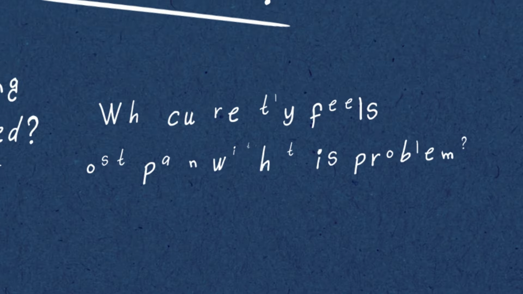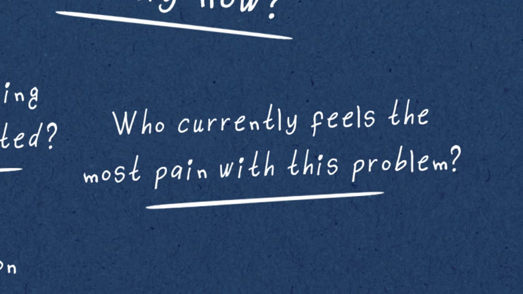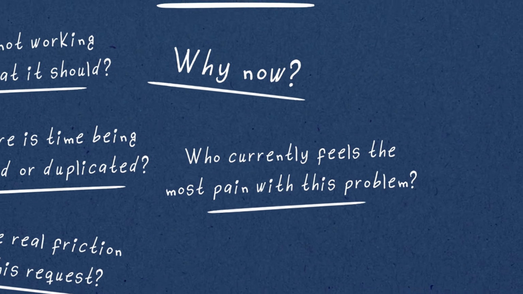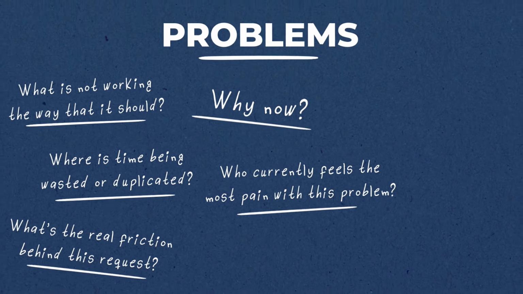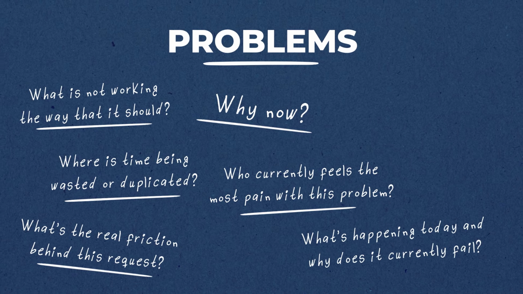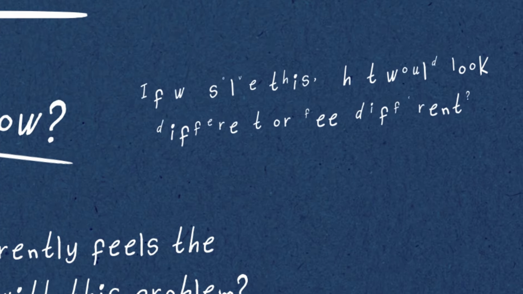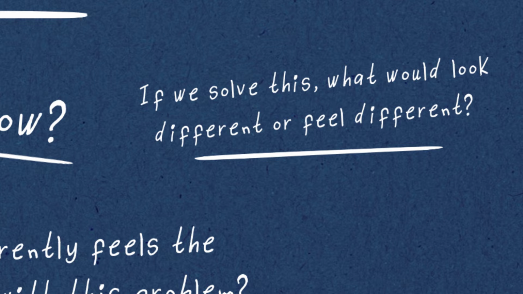You can even dive deeper into other questions like, who currently feels the most pain with this problem? Is it the end user? Is it a client? Is it a team member? What's happening today? And why does it currently fail? If we solve this, what would look different or feel different? And one other thing to identify is, is this one single problem, or are there multiple problems here, and maybe they need to be divided into different projects?